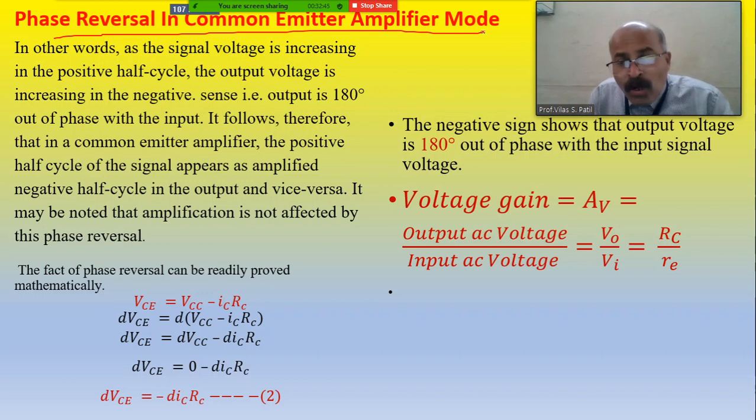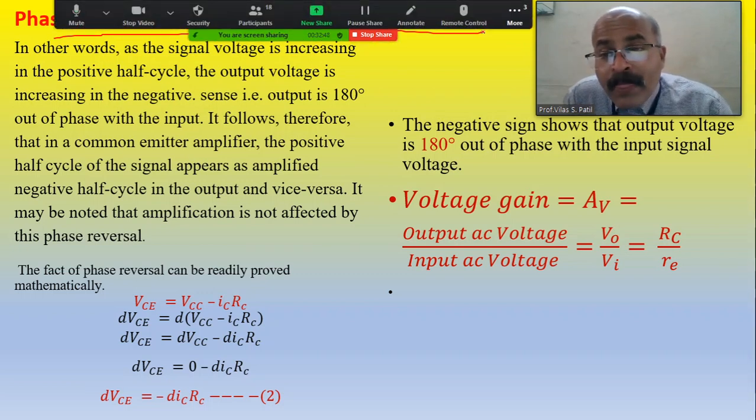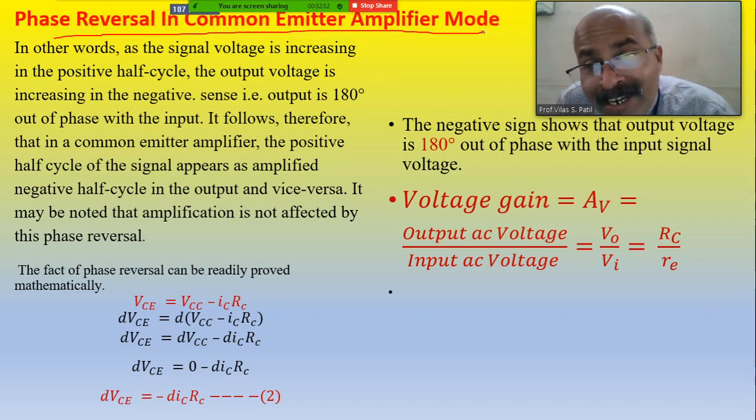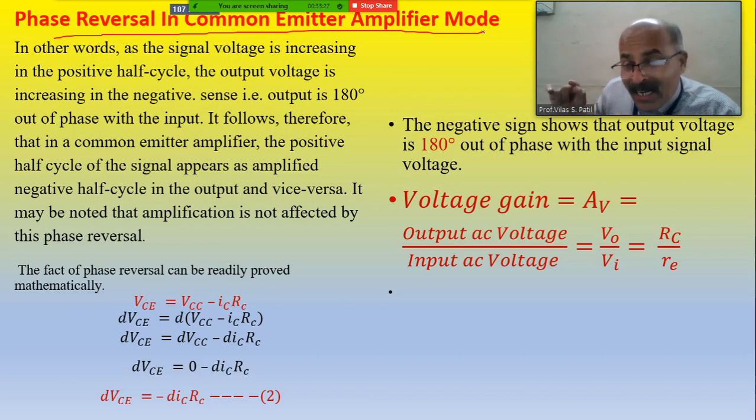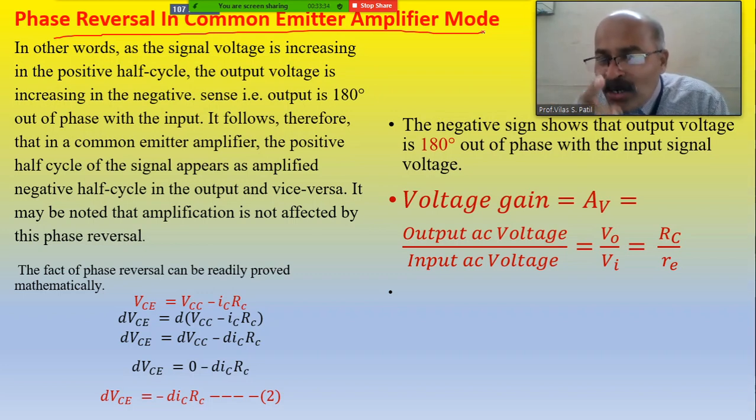But in this alternative method, we also prove the phase reversal between input and output by using the differential law, by using the derivative. You know that in mathematics there is a very important operation known as differentiation. There is also another important operation, integration, and we know that differentiation and integration are reverse processes. Here, to verify the phase reversal in the transistor amplifier, we use the alternative method of derivation to give the verification of the phase reversal.